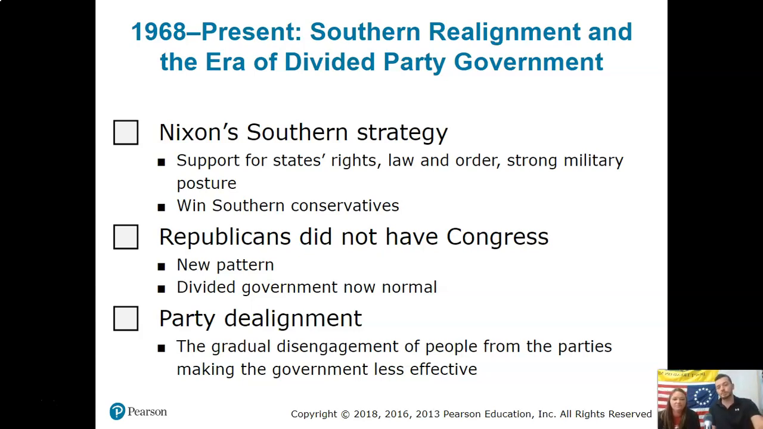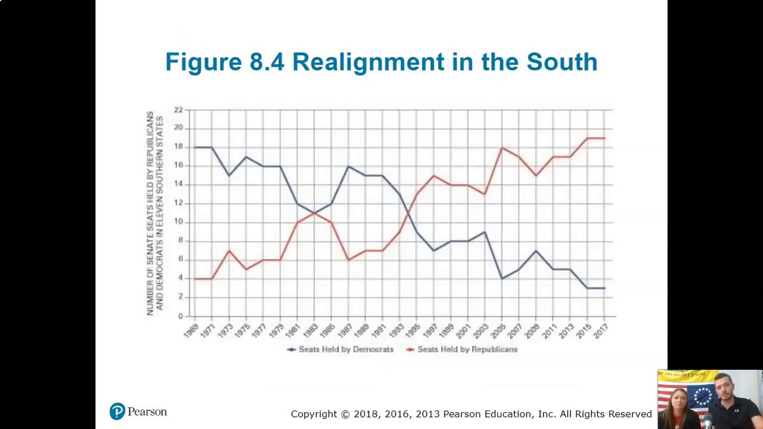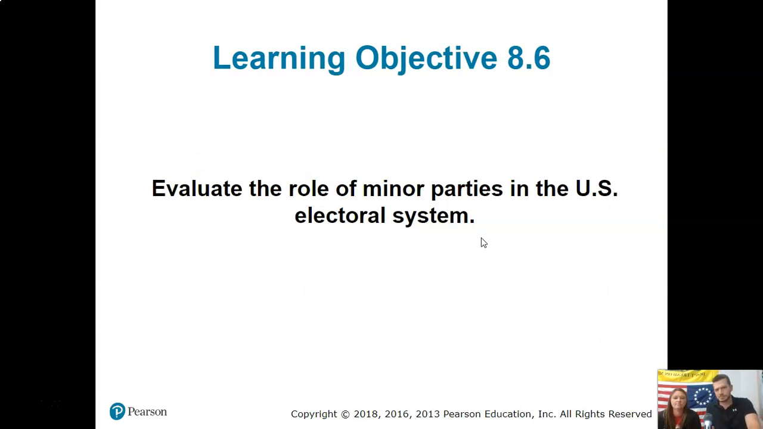Right. Okay. Party coalitions today, we kind of saw this when we did the building a demographic profile activity. This shouldn't surprise you. The realignment of the South, what we were just talking about, happening in the 60s. You see the big switch taking over. That was Nixon's Southern strategy. And I think this is the last one.